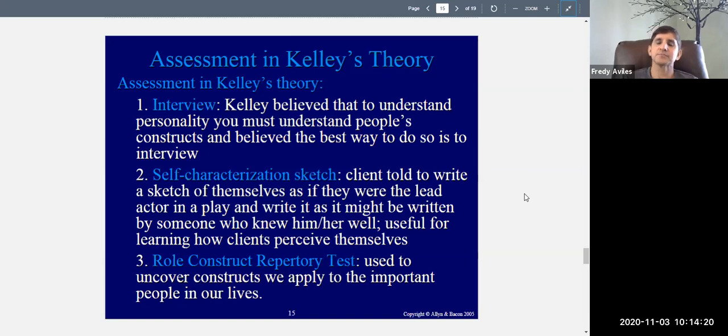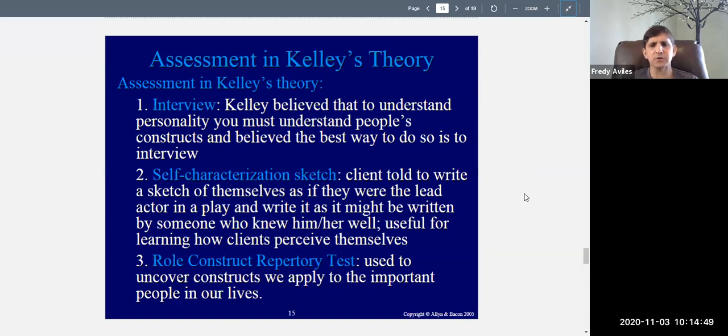So when you write a character sketch or you write a script about someone in a play, and let's say that person is you, that reveals a lot about how you think, and it reveals a lot about your constructs, because you're thinking about yourself as if you were in a movie or in a play, and you write out the script, what the person says, what the person thinks, how they behave, right? You are basically revealing the constructs.